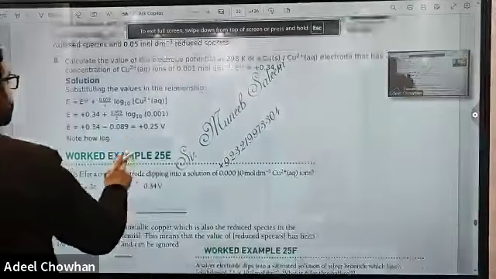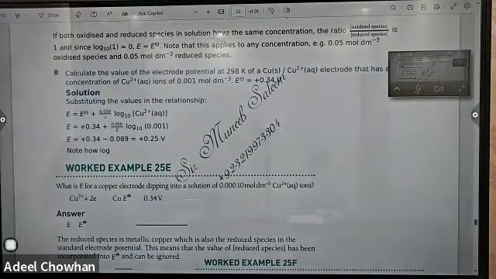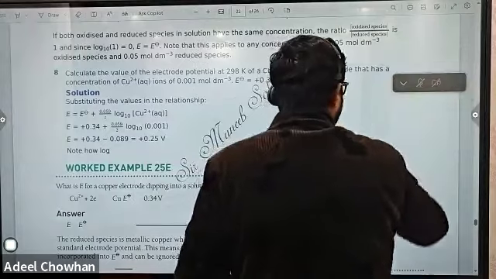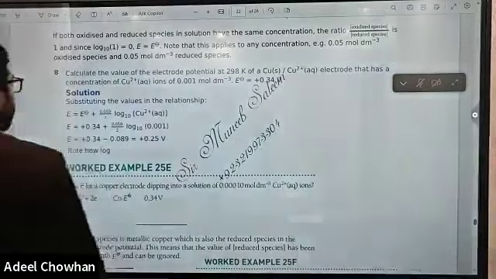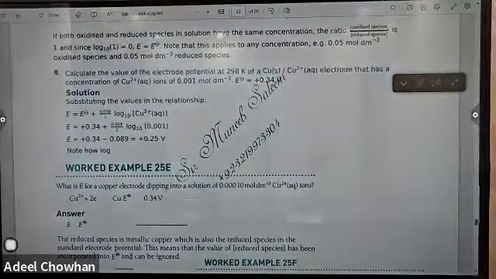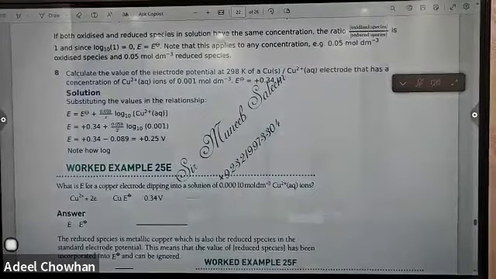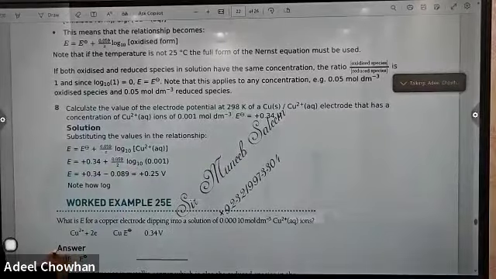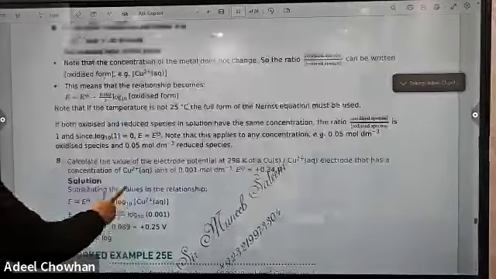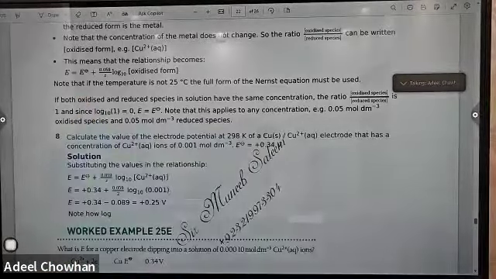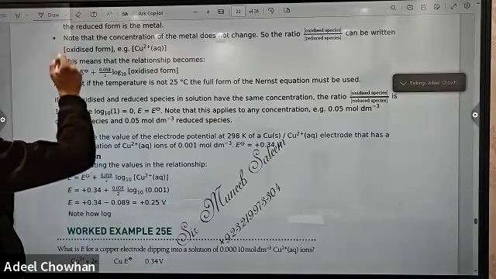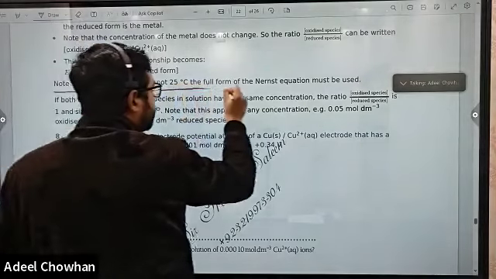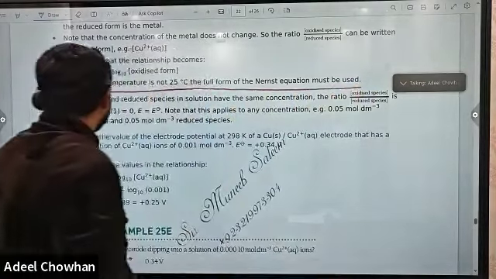Here's the question. Question number 8 says, calculate the value of the electrode potential at 298 Kelvin of a copper into copper ion. Wait, before that, we have to go through this portion. Note that if the temperature is not 25 degrees centigrade, the full form of the Nernst equation must be used.